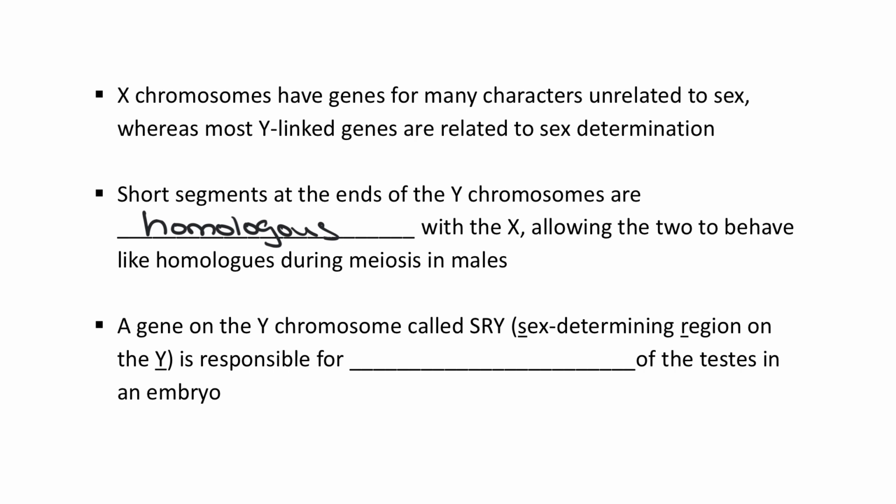But because of these short segments at the ends of the Y chromosome, it allows the X and the Y chromosomes to line up and behave like homologous chromosomes during meiosis for separation of those sex chromosomes. A gene on the Y chromosome called SRY, which stands for sex determining region on the Y, is responsible for the development of the testes in an embryo.